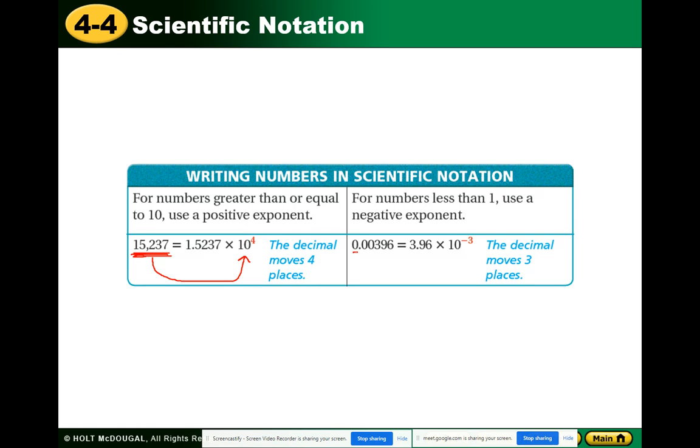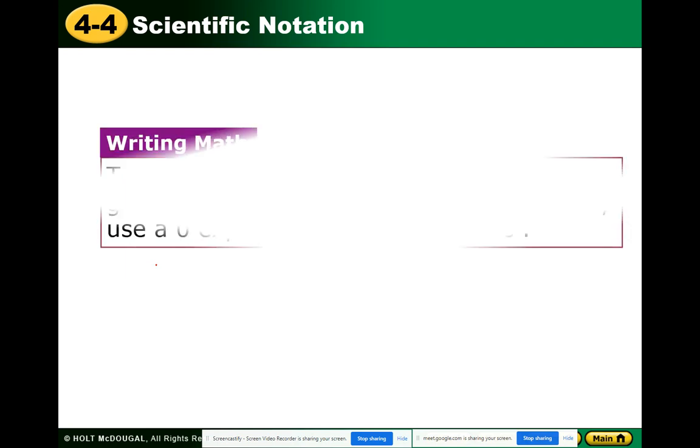So if the number is bigger than 10, when we have our exponent, it's going to be positive. If our number is smaller than 1, we're going to have a negative exponent. Okay? So now we're going to go from regular numbers to scientific notation. Just before, we've been moving the other way. So if we look at our starting number, if it's smaller than 1, it's going to be negative. If it's bigger than 10, it's going to be positive. All right? There we go. So let's move on.